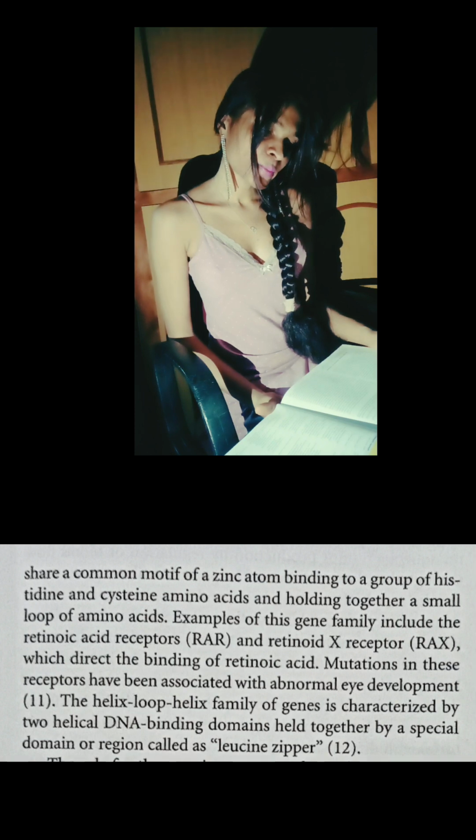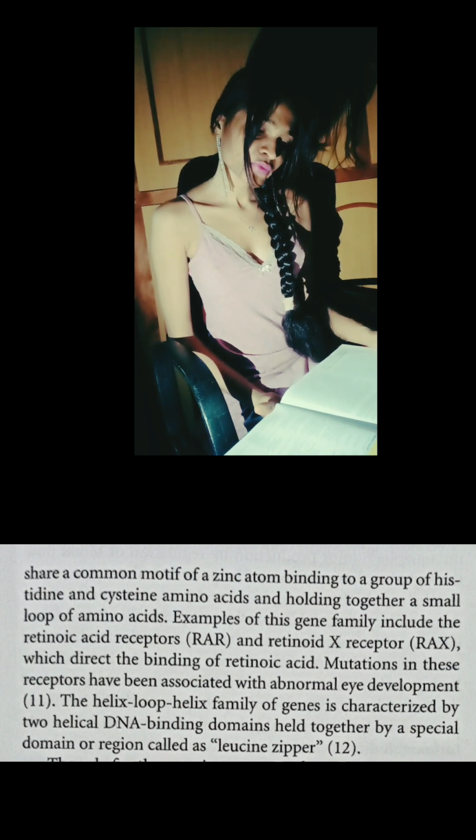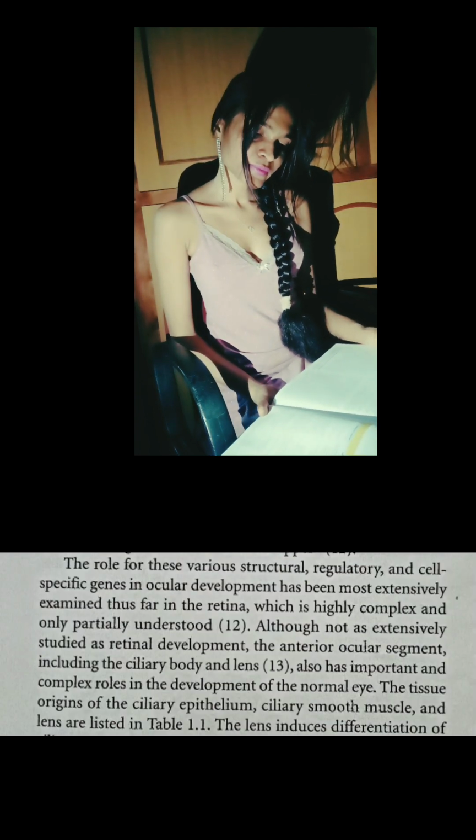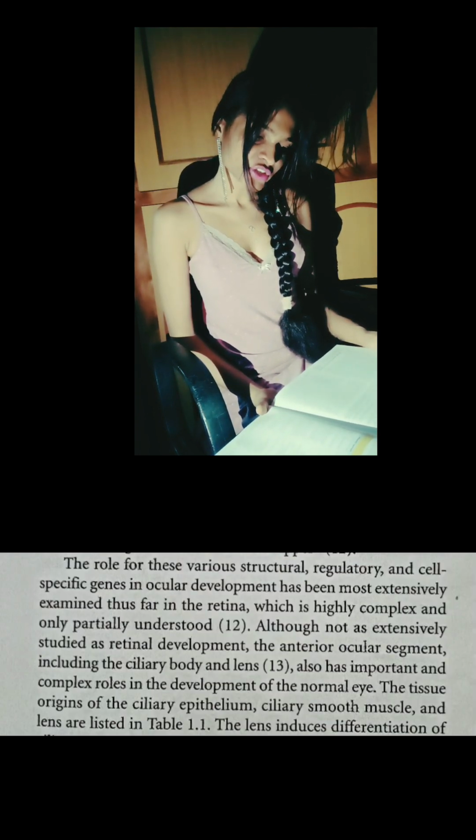The helix-loop-helix family of genes is characterized by two helical DNA binding domains held together by a spacer domain or region called the leucine zipper. The role for these various structural, regulatory, and cell-specific genes in ocular development has been most extensively examined thus far in the retina, which is highly complex and only partially understood.